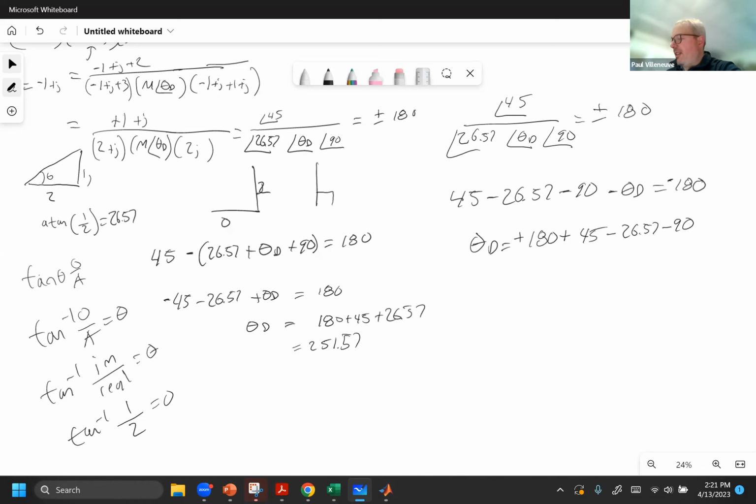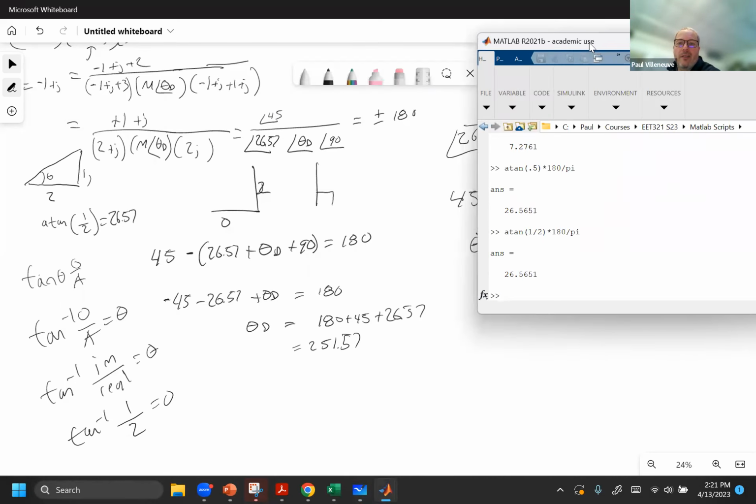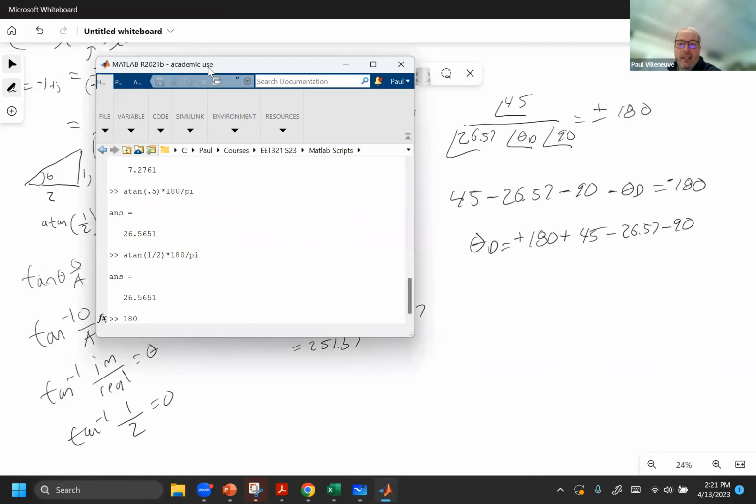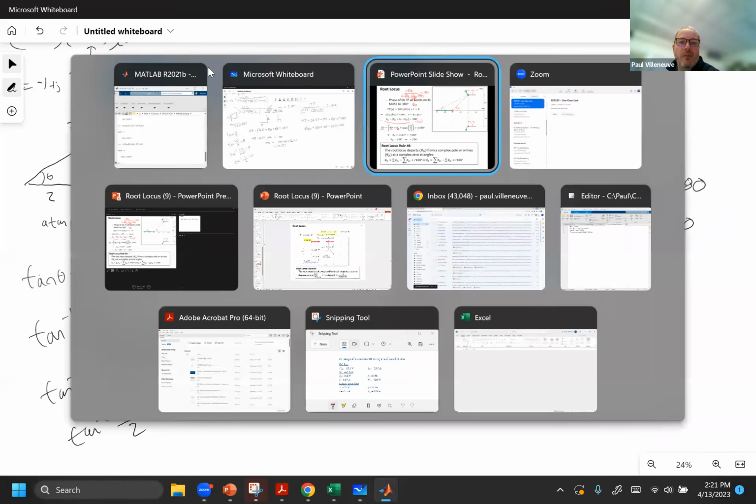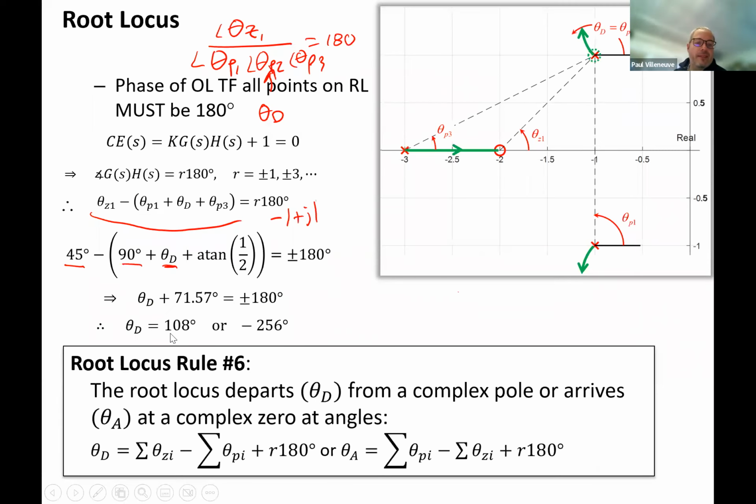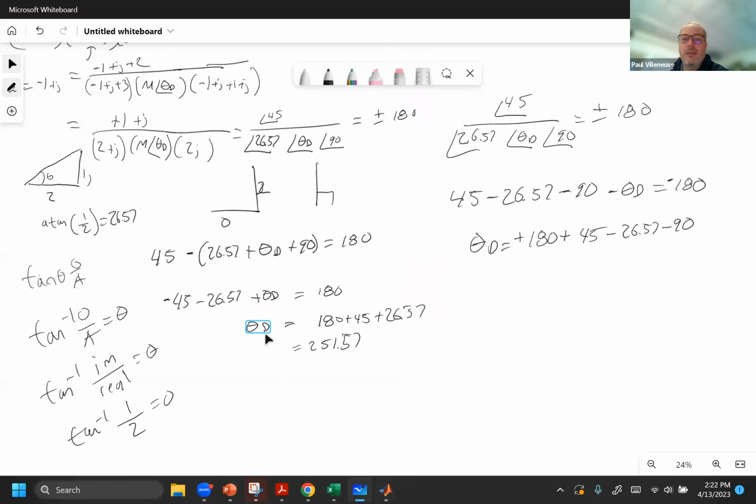Make sure I'm clear there. All right, so 180 plus 45 minus 26.57 minus 90 is 108.43 degrees, which checks out with this angle here. I'll have to double check why that's 256. The minus 256 must come from, if this is, so that one's equal to 108. So we did that. So that's 108, so that looks good.